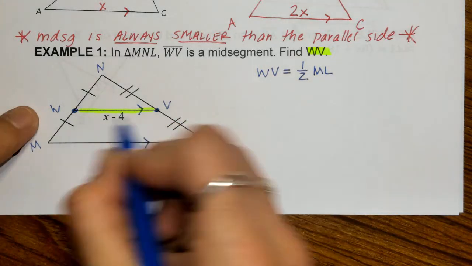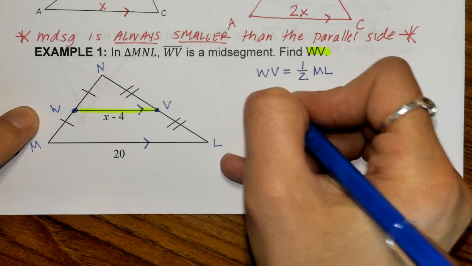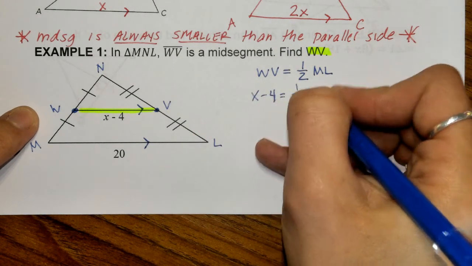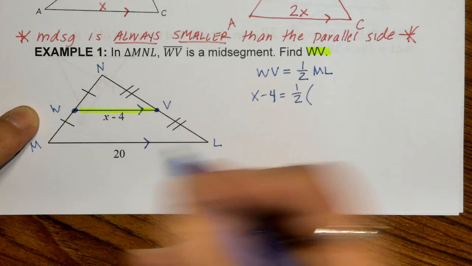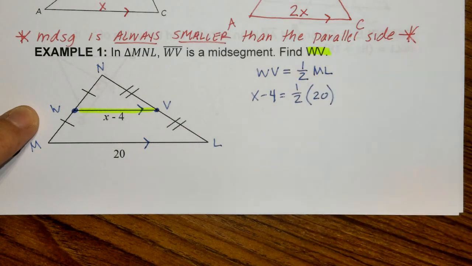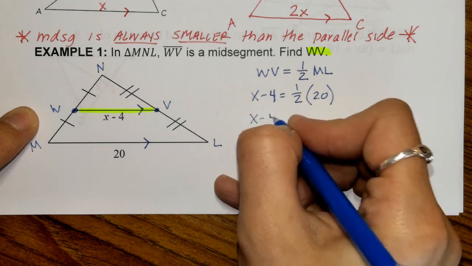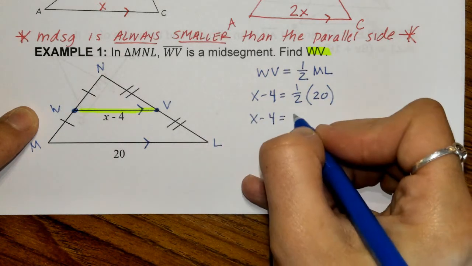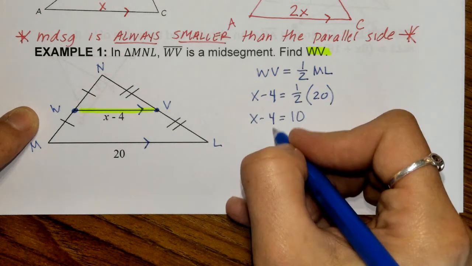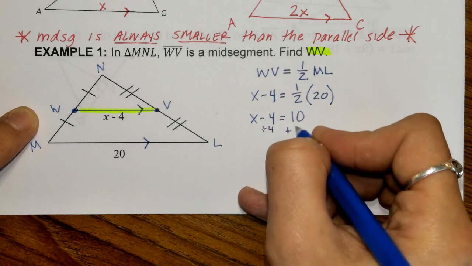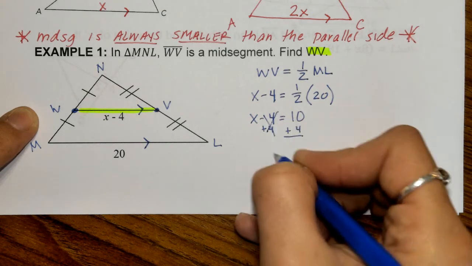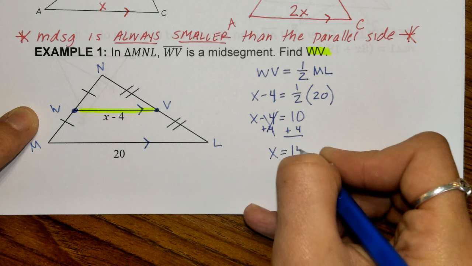So we can substitute in WV is X minus 4 equals 1/2 of, what's ML? 20. So we're going to take half of 20. So we go through and we do our math. I'm going to do it step by step. 1/2 of 20 is 10. Then I'm going to add that 4 to both sides so I can get X by itself. And X is going to be 14.